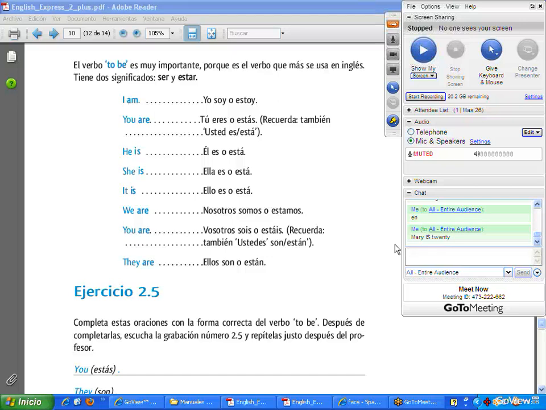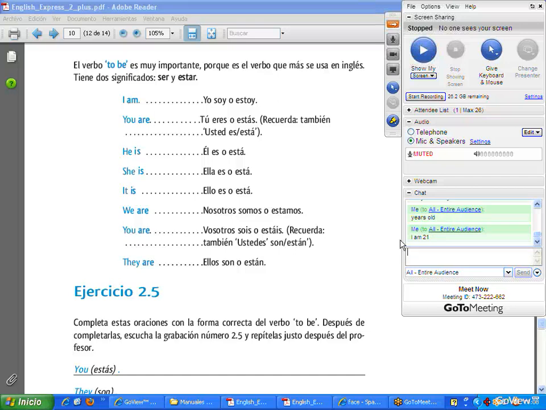How old are you? ¿Cuántos años tienes? Are you? You are. Okay, that's the question. We're going to look at questions in another lesson. Also, the same example.